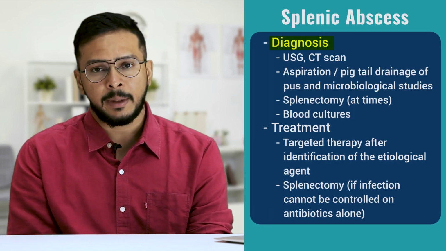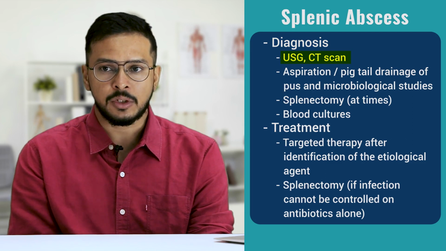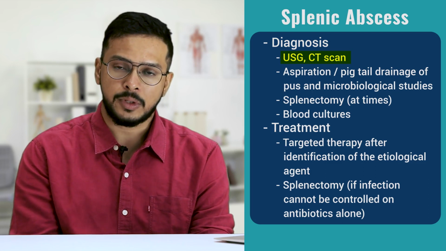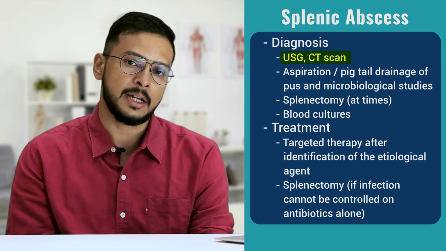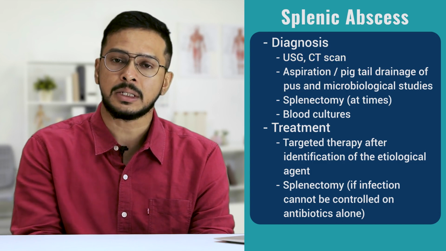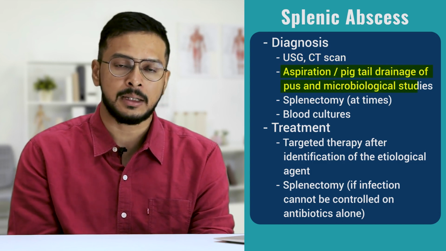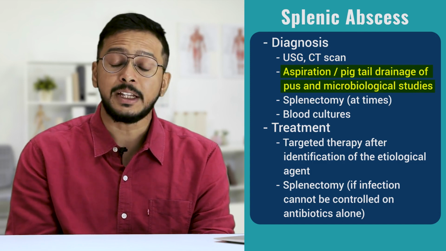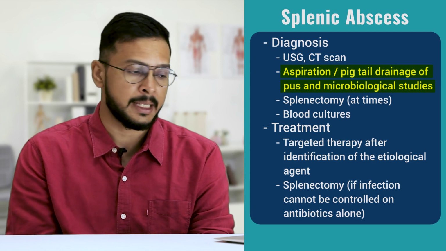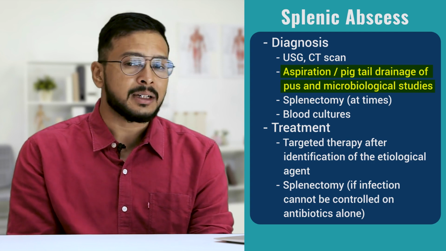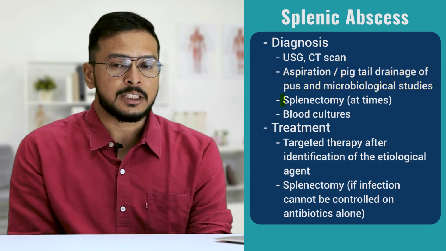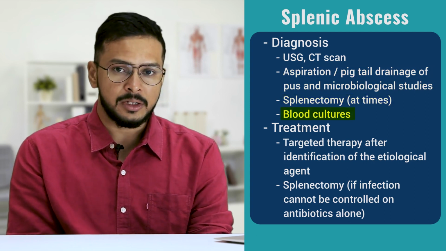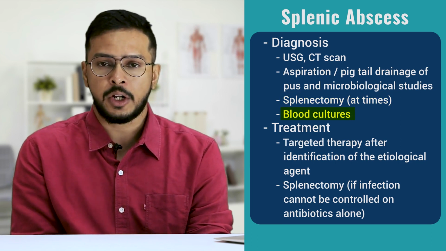So the diagnosis is mainly by imaging, which is ultrasound and CT abdomen, which shows the micro or the macro abscesses. So if at all you find a macro abscess, and you do not have any other source or any other collections elsewhere in the body, what you have to try to do is aspirate the collection and send it for microbiological tests like gram stain, fungal stain, AFB stain, and very, very rarely TB can also cause splenic abscess. Okay. But very rarely you may also end up doing a splenectomy to diagnose and to treat pyogenic splenic abscess. And blood cultures are a part of any syndrome with intra-abdominal infection.